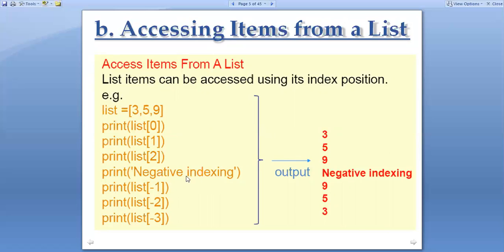So negative indexing: how to print a value by negative index from a list. See here, print list[-1]. Which value is that? The last one. -1 is the last value, that is 9, so 9 will be printed. Next, -2, so 5 will be printed here. Then -3, and this value will print 3. So negative indexing you write from last to first, and positive indexing you write from first to last.